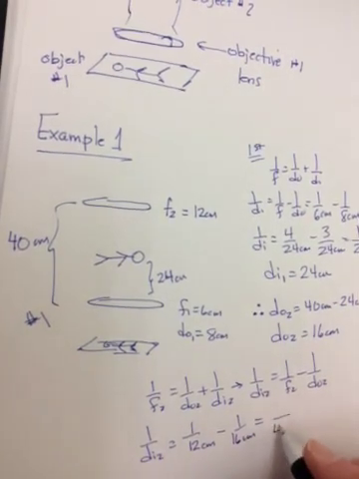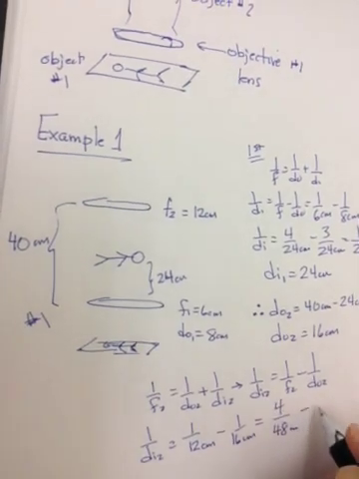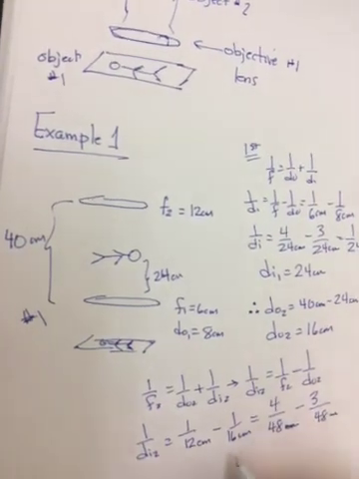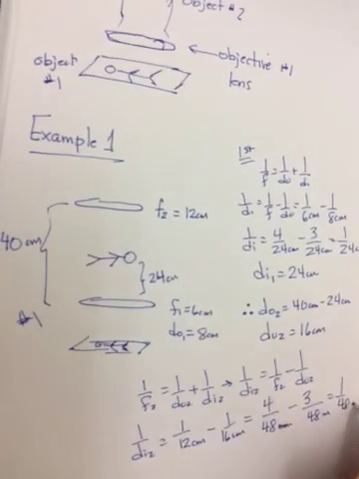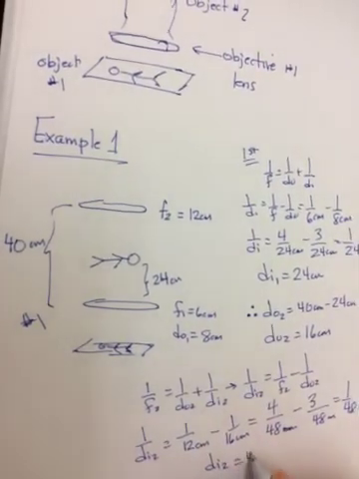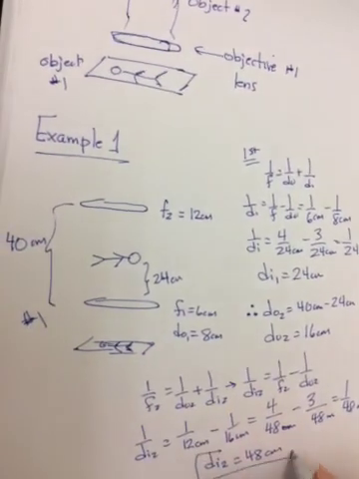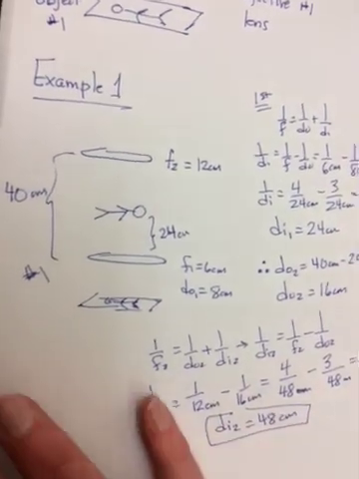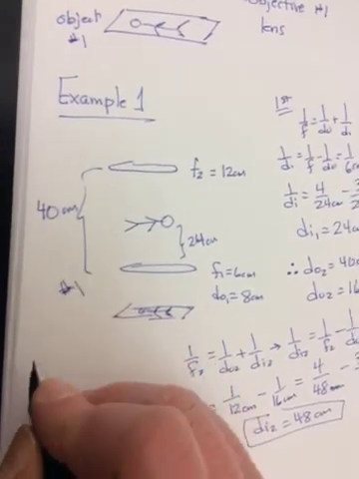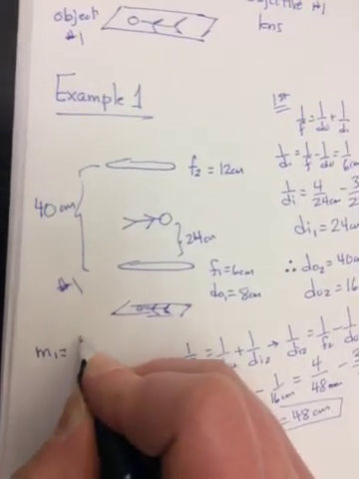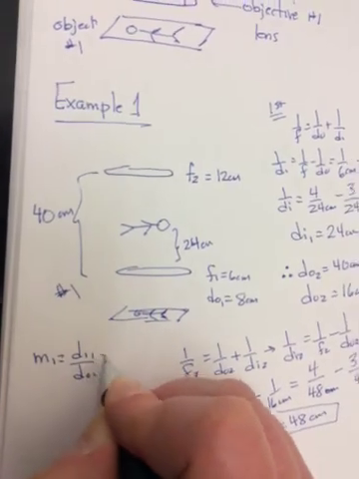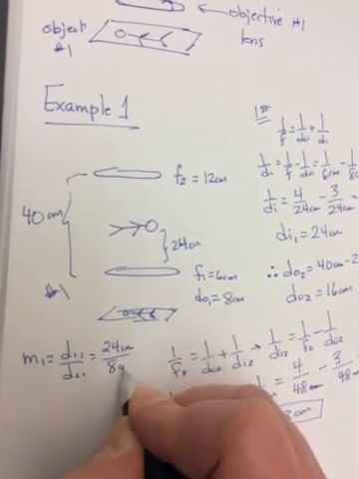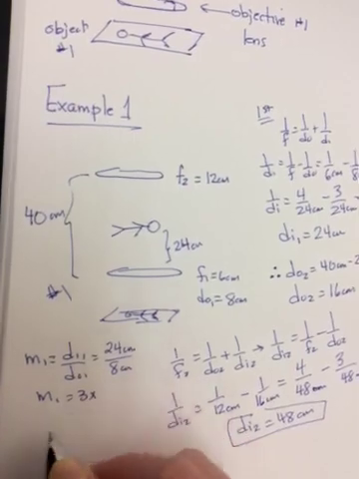I think the common denominator is 48. So 4 over 48 minus 3 over 48 would equal 1 over 48. So DI2 would equal 48 centimeters. Now, once you have that, you can actually find the magnification. How well is this microscope magnifying? So M1 will be equal to DI1 over DO1. DI1 was 24, and DO was 8. So M1 is 3 times as big.